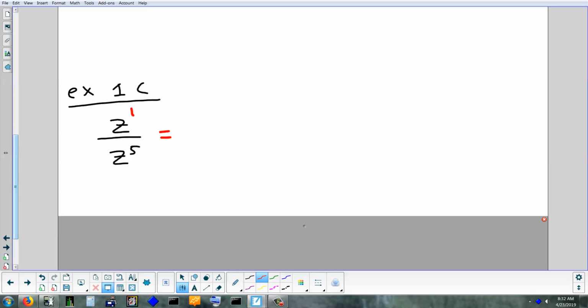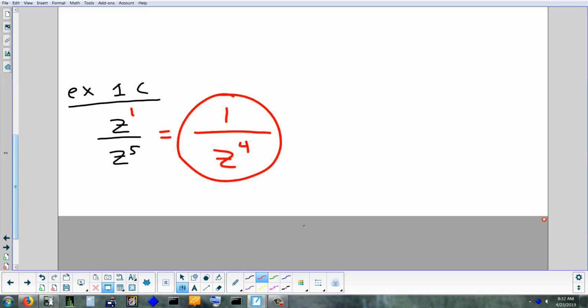Right, because if we were to cancel all the z's out, there's 1 in the top, there's 5 in the bottom. You're going to be left with some in the bottom. So we know the z is in the bottom. The question is how many? What's the exponent? 4. 5 minus 1. But if you leave it like that, you're going to lose points. Put a 1 in the top. You can't have a fraction with an empty numerator. You've got to put something there. All right? So 1 over z to the 4th.